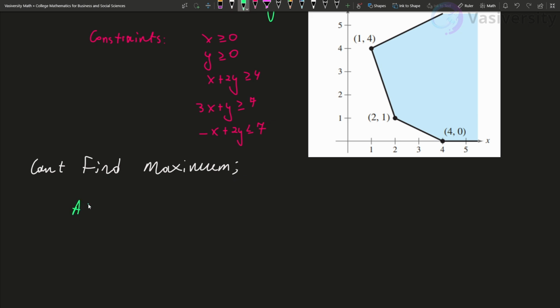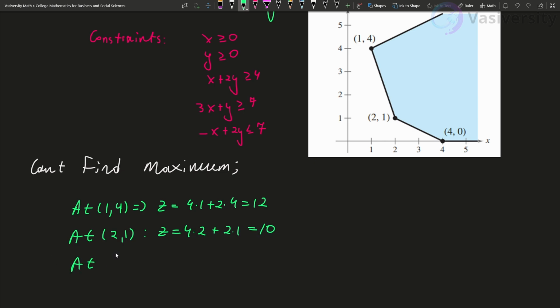So we know that at point (1, 4), what are we going to have? We're going to have that z is equal to 4 times 1 plus 2 times 4, which is equal to 12, right? Then at point (2, 1), we're going to have that z is equal to 4 times 2 plus 2 times 1, which is equal to 10. And then at the last point, which is (4, 0), we're going to have z equal to 4 times 4 plus 2 times 0, which is equal to 16.